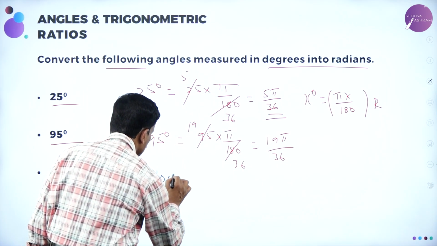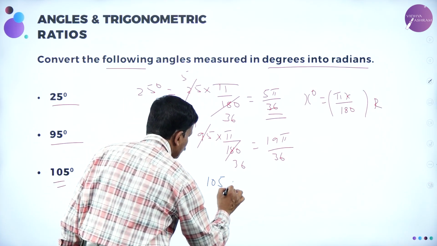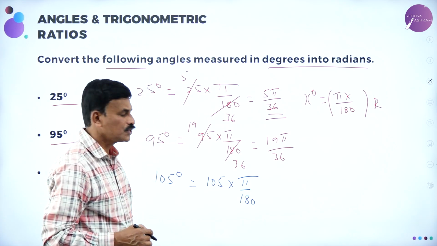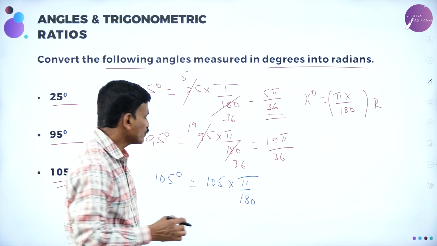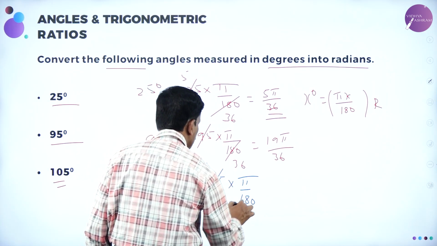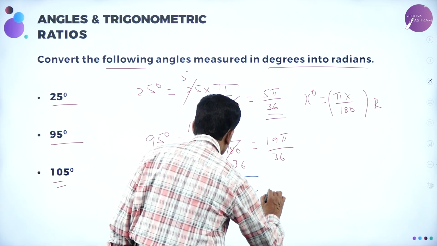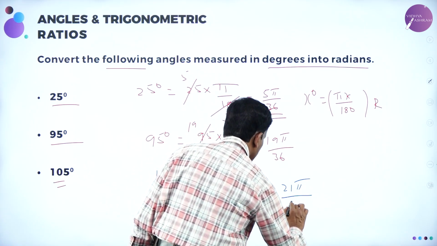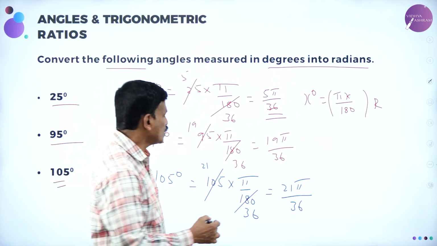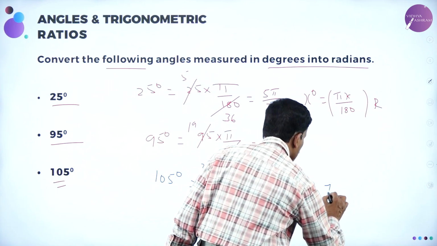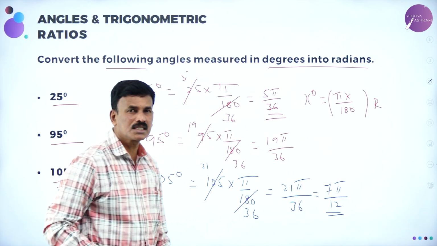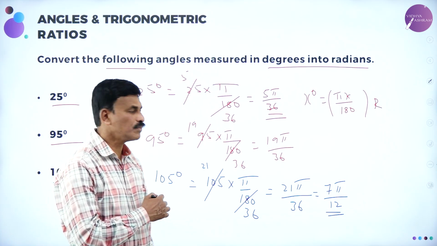105 degrees. 105 degrees is equal to 105 into pi by 180. Divide it. So, you can divide by 5. So, 5 21s are 105 and 5 36s are 180. 21 pi divided by 36. If it is possible to divide, again you can divide it. You can divide by 3. 3 7s are 21, 3 12s are 36. 7 pi by 12. That's it. Okay. So, this is equal to 7 pi by 12.